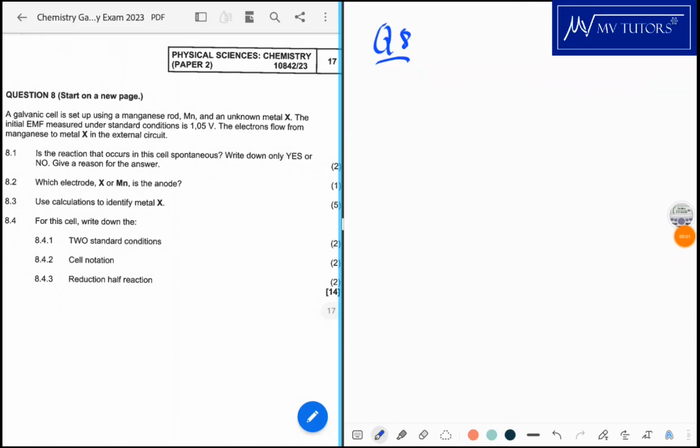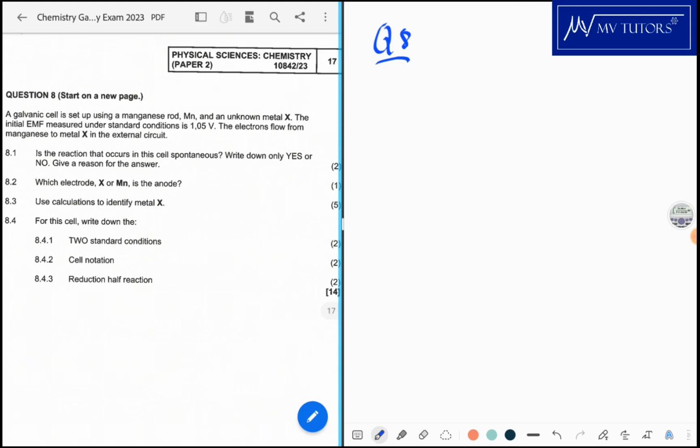Question 8, the second last question. It says a galvanic cell is set up using a manganese rod and an unknown metal. Galvanic cell, meaning you have a salt bridge, or voltaic cell. The initial EMF measured under standard conditions is 1,05 volts. It is quite important that it is a positive value. If you were to measure the EMF and find it to be negative, you're not dealing with a galvanic cell, you're dealing with an electrolytic cell. So just be careful of that.